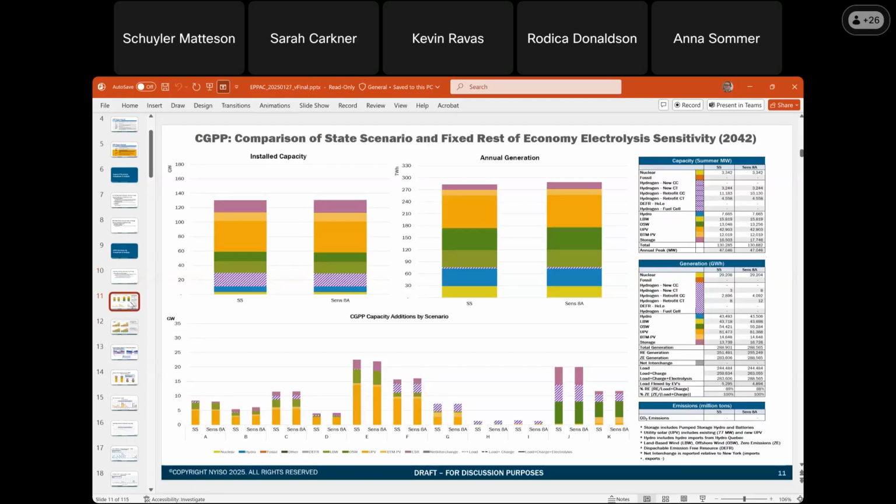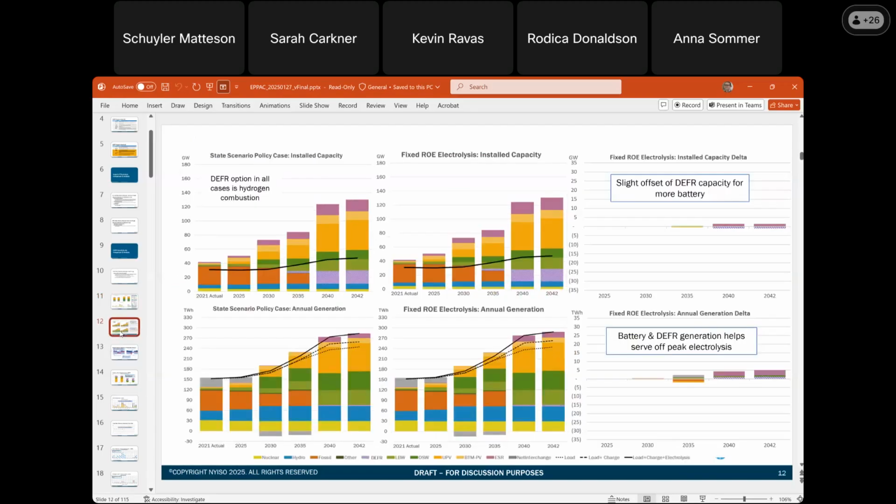And so when we look at a snapshot of 2042, here's where we can see that from a capacity and generation perspective, there's not a lot that's changing. And that's the same on a zonal perspective. But let me get into the delta slide of the NICA capacity and generation over time. And here's where we can see that when we compare the two, this fixed rest of economy sensitivity has a slight offset of the defer capacity for more batteries. And then the battery and defer generation helps to serve the electrolysis off peak.